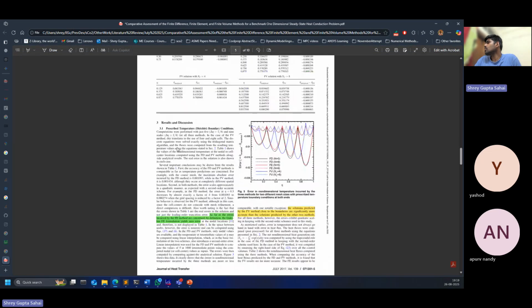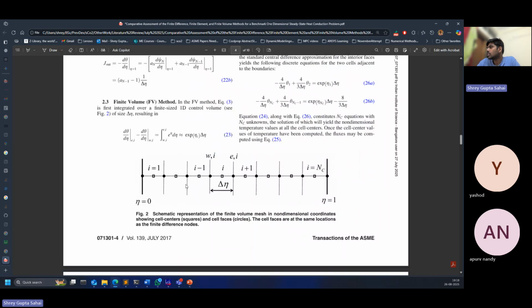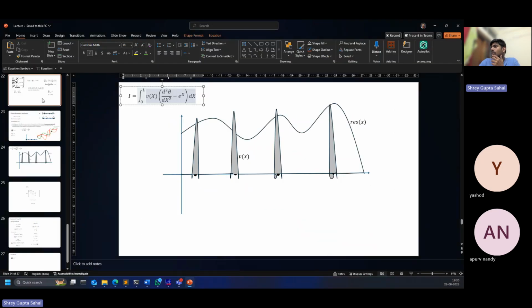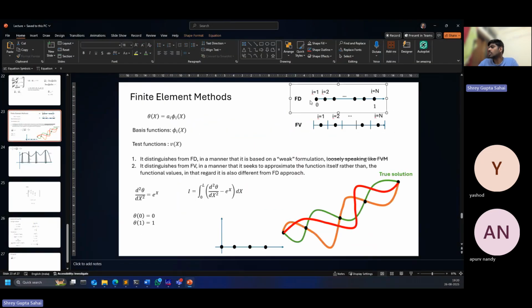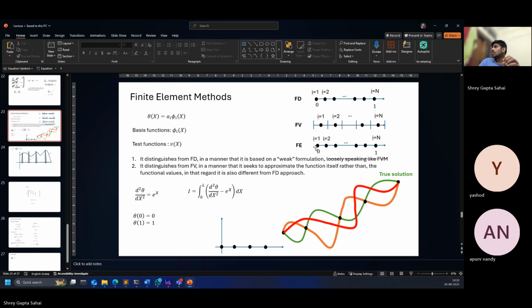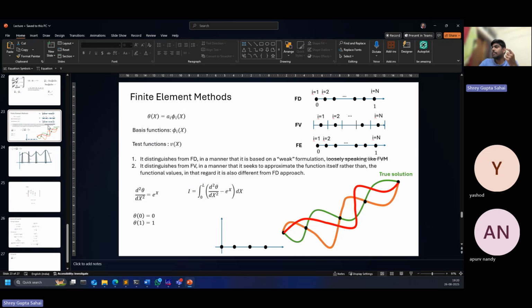What it does is similar to the finite difference scheme only. It takes a certain number of nodes. From a figure point of view, nothing changes. Nodes remain the same, but you start defining the elements.